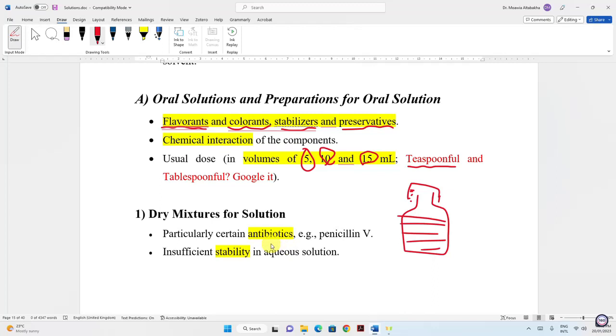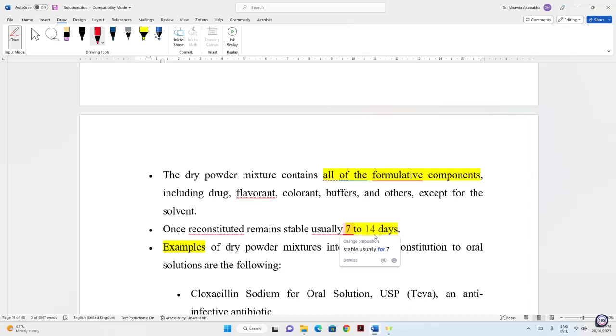Many antibiotics, when they are reconstituted into a liquid form, into a solution, will have from 7 to 14 days expiry date. Now what should happen? On the product's label, it should be mentioned the expiry date for the dry mixture and the expiry date for the reconstituted powder into solution. So both expiry dates should be mentioned.